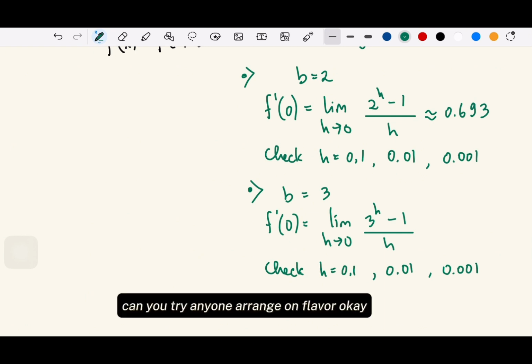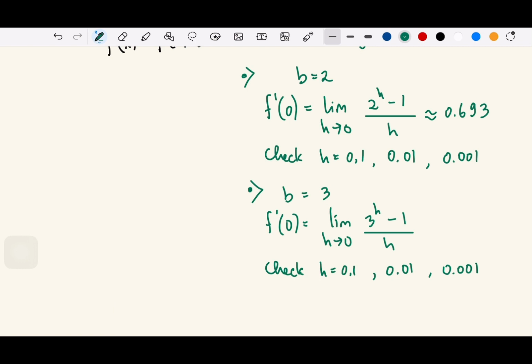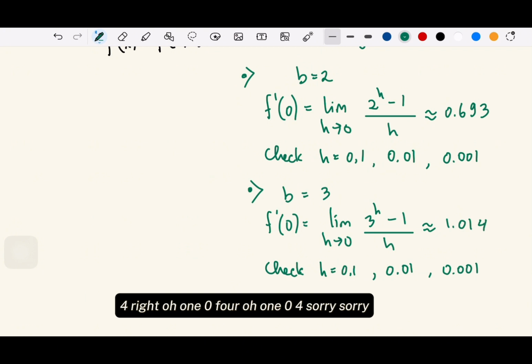Can you try? Anyone bring calculator? Okay. Yeah, 1.104. 1.1. So if you check using 0.01, 4, right? 104. Oh, 104. Sorry.